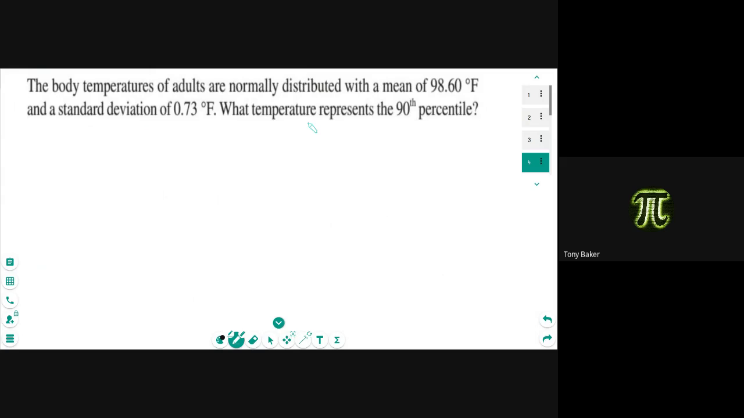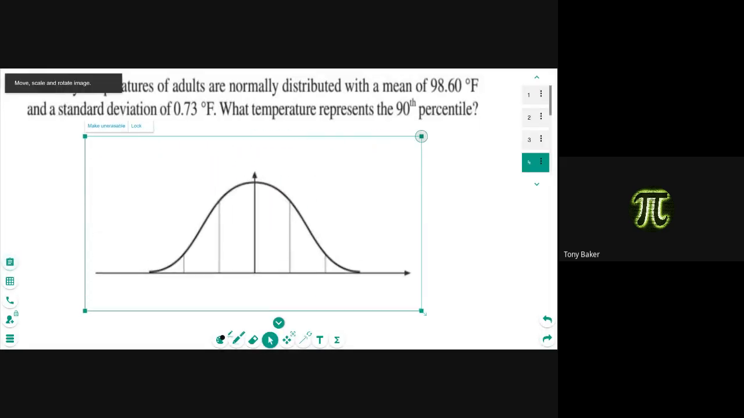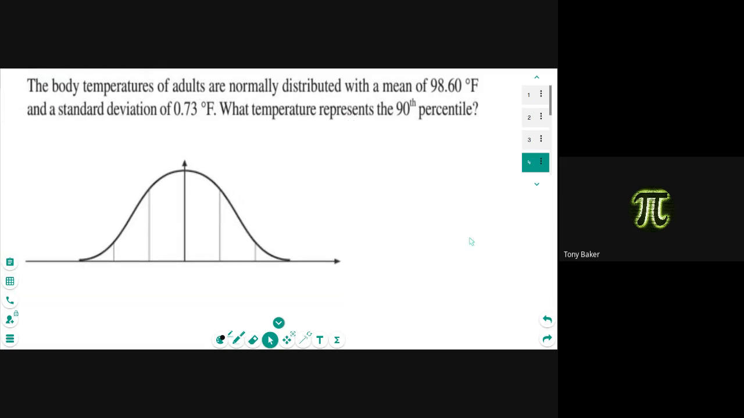What temperature represents the 90th percentile? So percentile means that's over, right? That's on the left. So I'm looking for the 90th percentile. I'm given 90, right? Okay, good. Go backwards. Find me my Z.